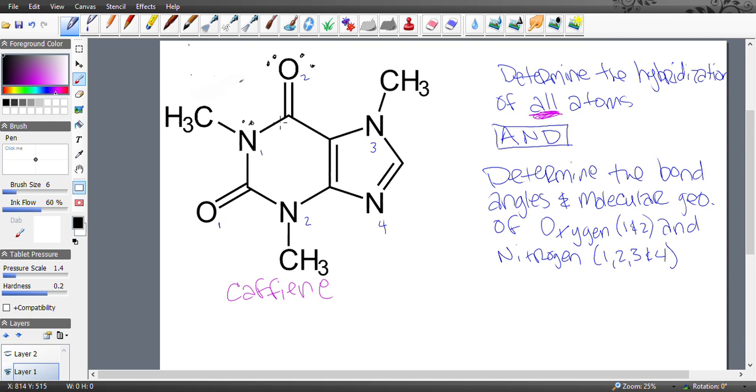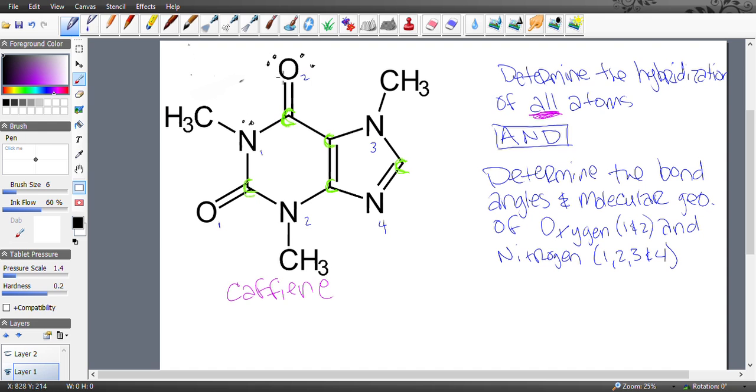Now remember what she has said, and myself as well, where the lines come together, that counts as a carbon. So to make this easier to see, I will draw the carbon in right here. This is a carbon right there. There's a carbon right there. There's a carbon right there. Carbon right there. Carbon right there. Okay. So back to where we were.